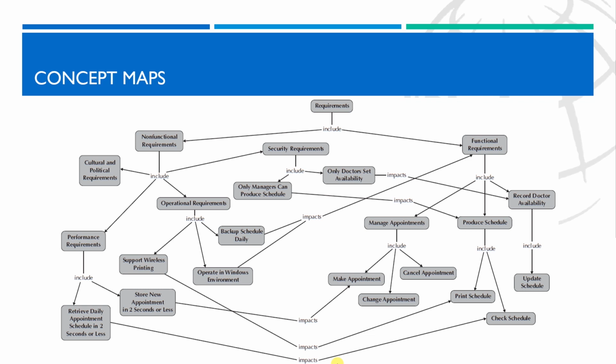For example, the two security requirements, only doctors set availability and only managers can produce a schedule, can be explicitly linked to the record doctor availability and produce schedule functional requirements respectively. This is very difficult to represent in a text-only version of the requirements definition. Also, by having the user and analyst focus on the graphical layout of the map, additional requirements can be discovered.